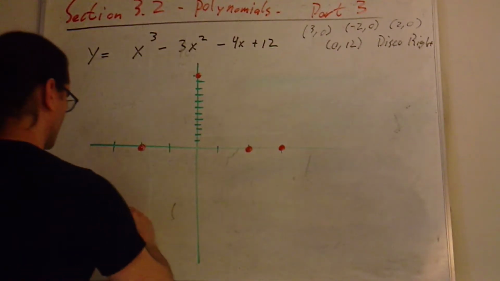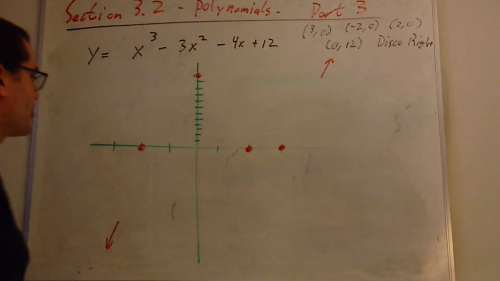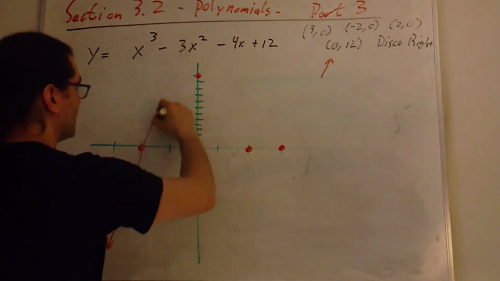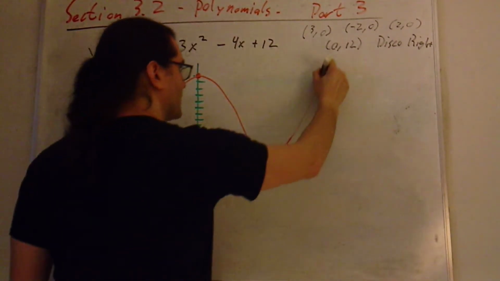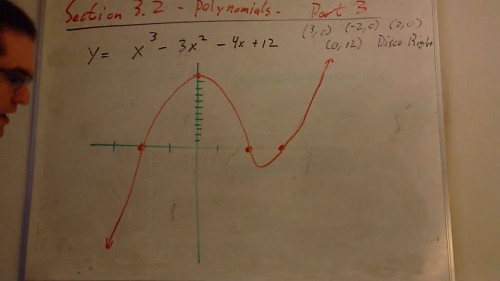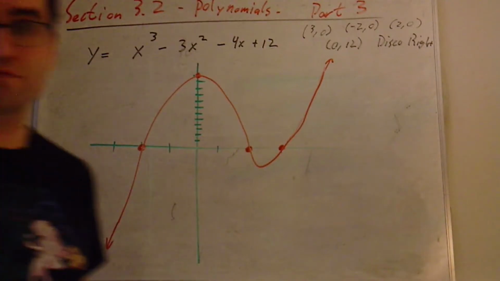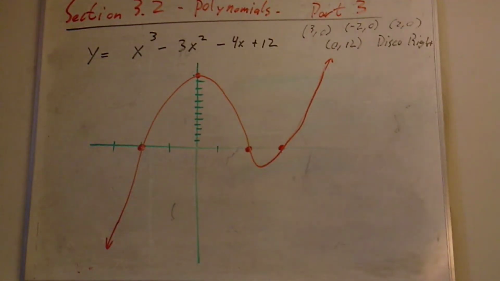And if I'm doing disco right, it needs to be going down this way and up this way. So it looks like it's a pretty straightforward connect the dots kind of issue. We'll go up here, I'll hit this one, we'll come back down, pick up that one, connect with this arrow. It's headed up and to the right. That's it. There's your graph. All done. In less than 8 minutes. That's all it takes to graph a cubic polynomial.